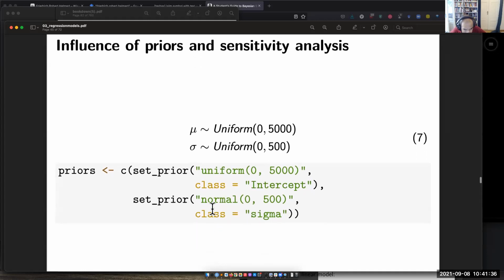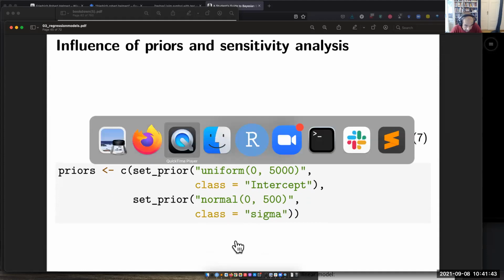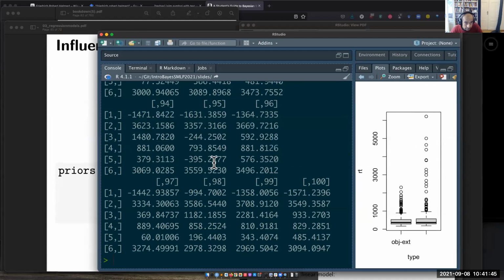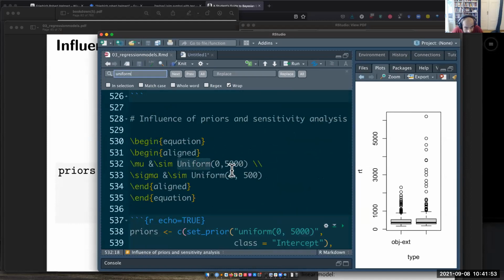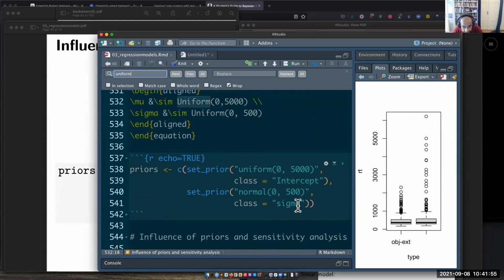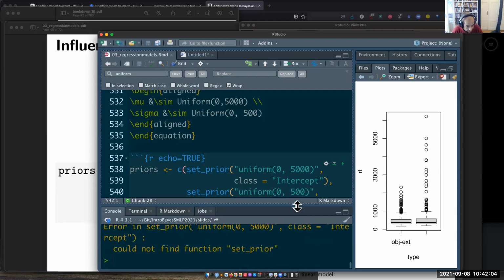Oh, sorry, I did not change the prior here. Let me fix that quickly. Just give me a second. I'm surprised that I made this mistake. Right, so I'm going to fit a uniform prior for both sigma and mu, right? So let's do that. Does this work? Oh no, I don't have brms set up.